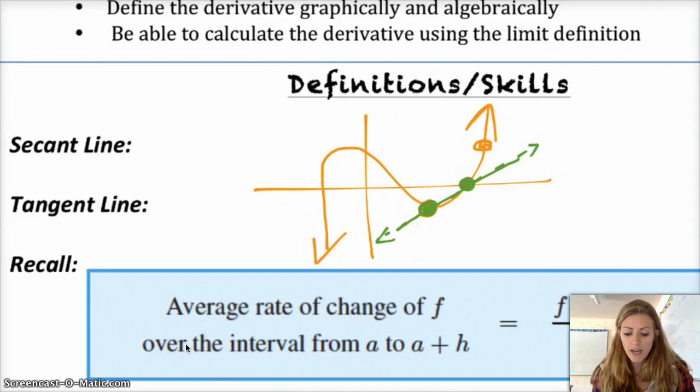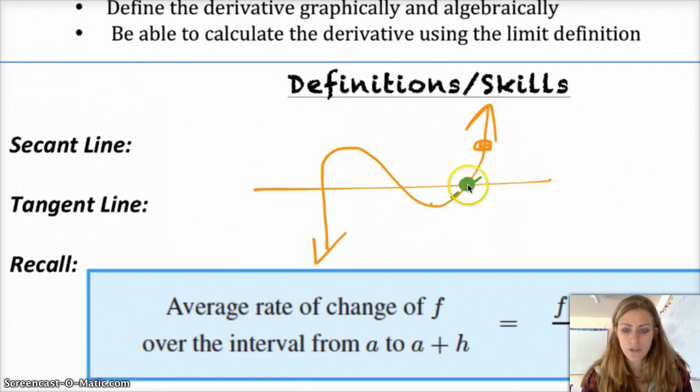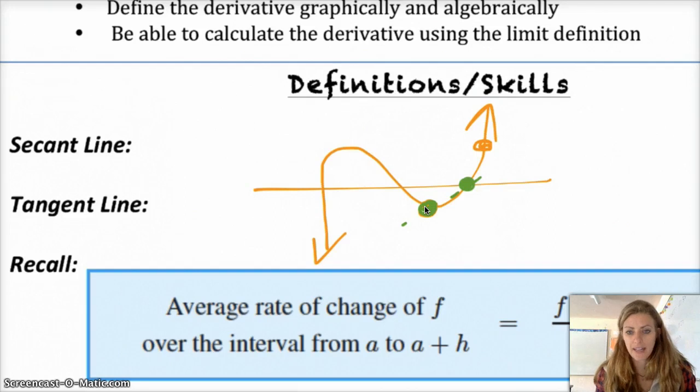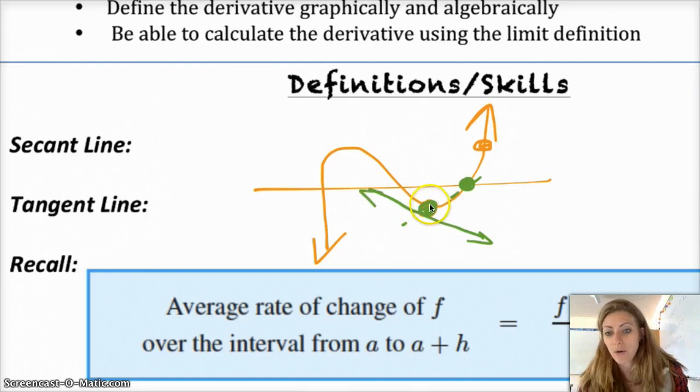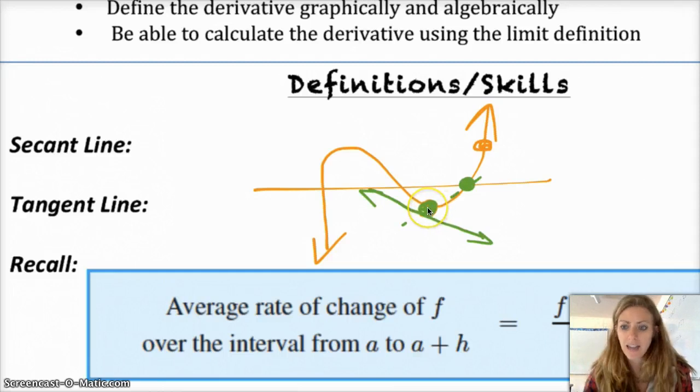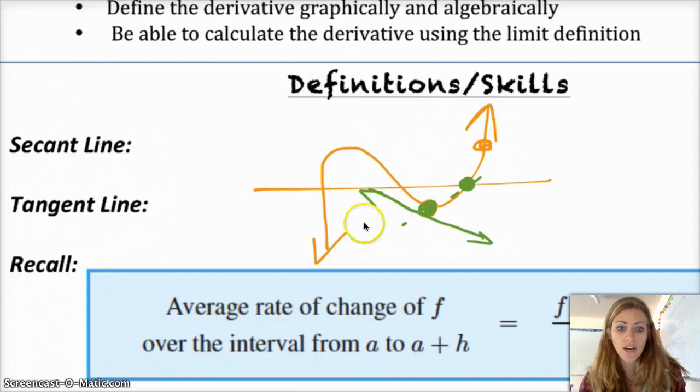So if I'm like, here's my function, right? The closer and closer this point gets to the one I'm interested in, the closer and closer I get to making my secant line slope equal to my tangent line slope. So the tangent line is the line, that's a really bad drawing, but the idea is it goes through exactly 1 point on the curve, because it lies tangent to the curve.